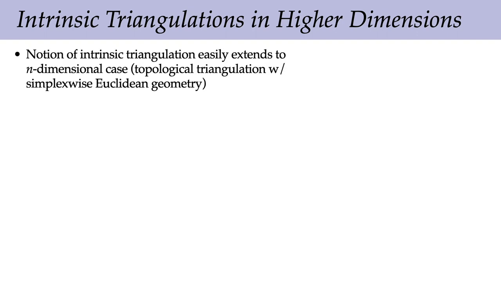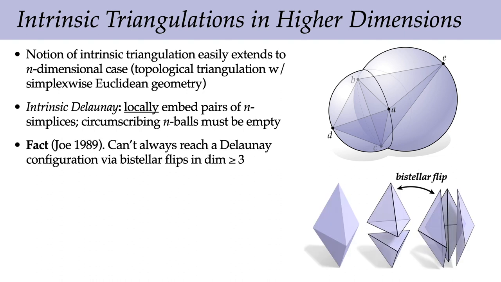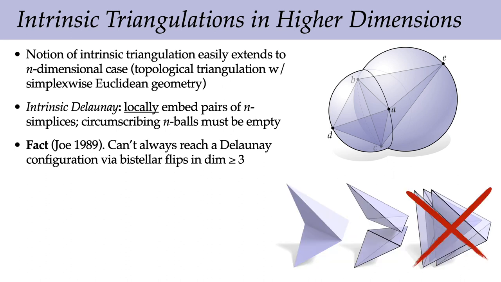A bit more modern question, maybe a little less theoretical, is how we can extend this intrinsic thinking to the volumetric case. So for instance, it's not hard to at least define what intrinsic Delaunay means in n dimensions. Just embed a pair of n-simplices in Euclidean space and ask that their circumscribing n-balls be empty. An unfortunate fact is that even in 3D, there's no greedy flipping algorithm. Basically, the problem is that unlike the 2D case, a non-convex pair of tetrahedra may not yet be Delaunay, and so you can't flip it because you basically cause the mesh to sort of fold over itself.